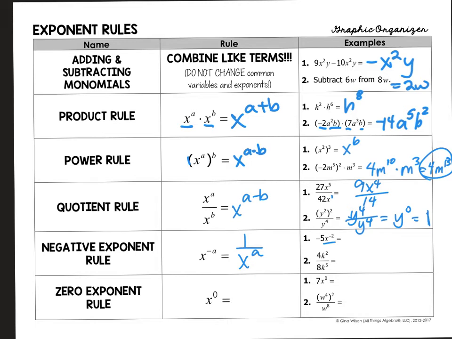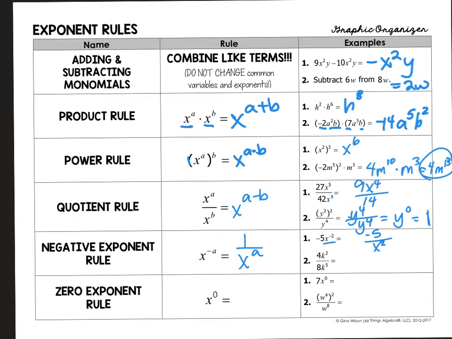So, problem 1 says negative 5x to the minus 2. So the negative 5 is going to stay on the top of the fraction because it's a coefficient and it's not part of the exponent. And then you put x squared on the bottom. You'll notice that nothing changes sign except the exponent, and the exponential expression moves to a new location.